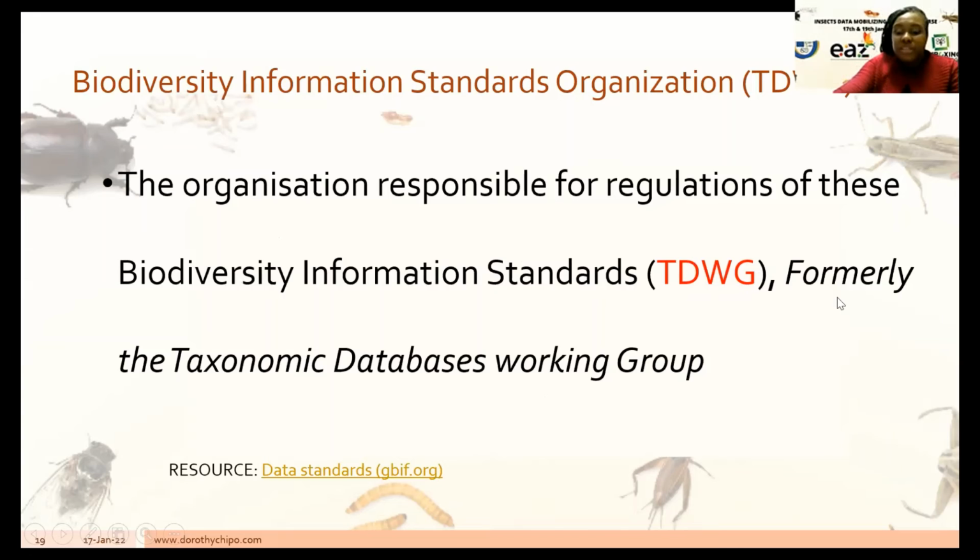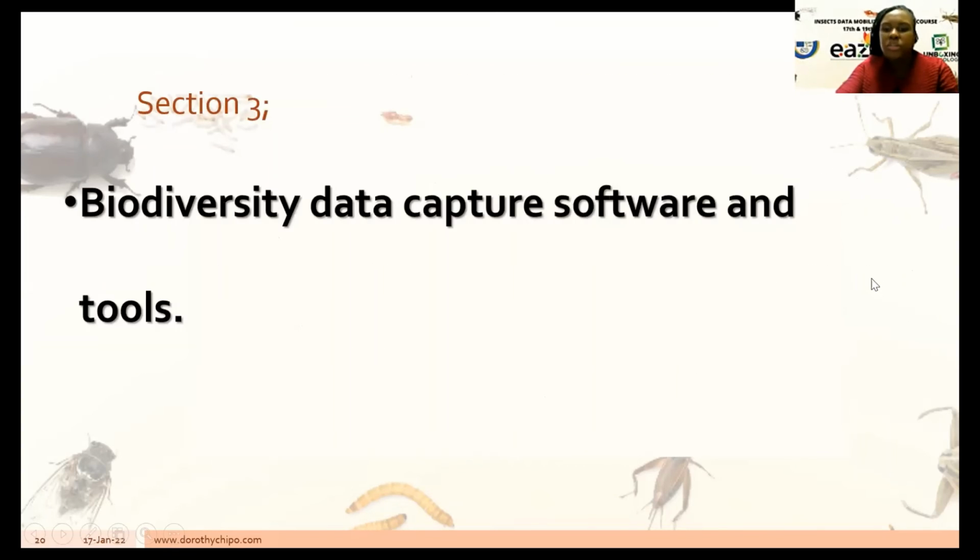There is the Biodiversity Information Standards Organization, which is the one that regulates these standards of biodiversity information. It's important for us to visit that website and find out more, especially about the standard that we use and the software that we use. For GBIF, the standard that is commonly used, that most of the data is in, is the Darwin Core Standard, the Darwin Core format.